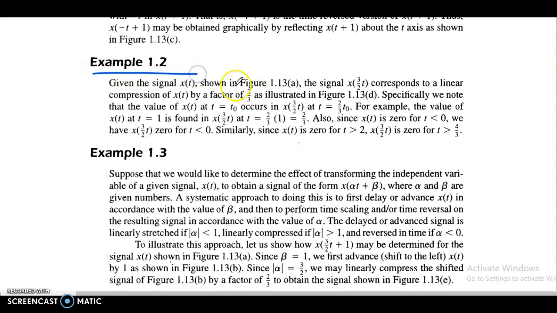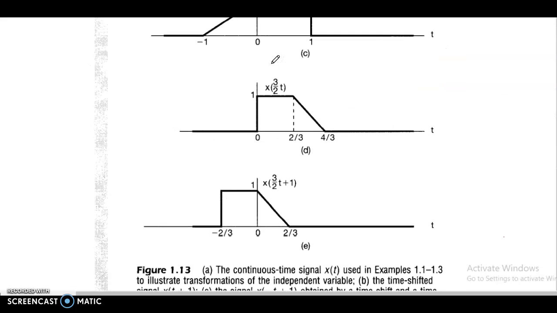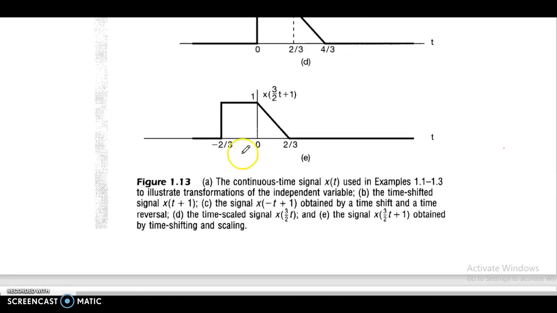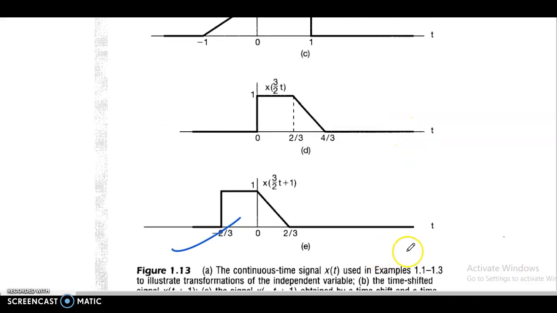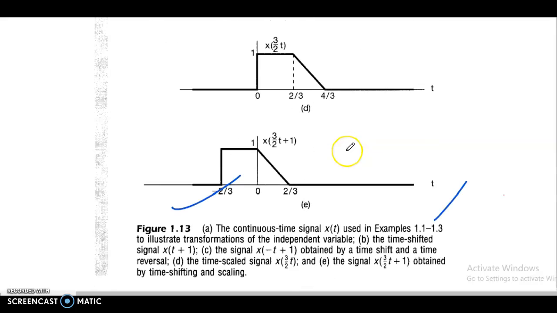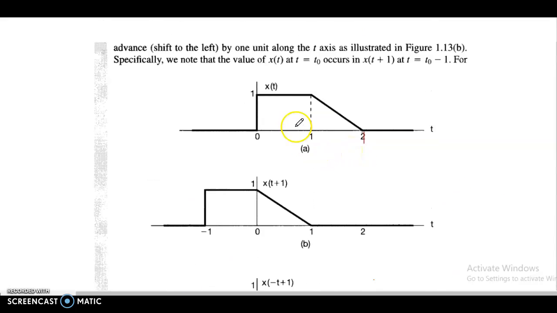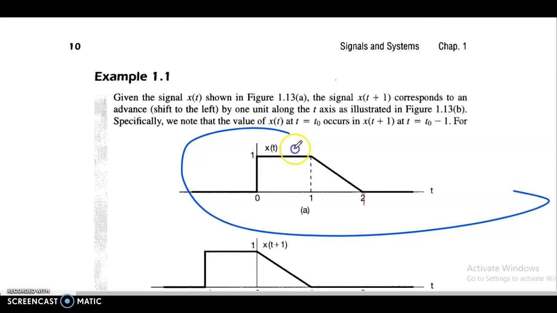Example 1.2. Given the signal x of t shown in figure 1.13a, the continuous time signal x of t used in examples 1.1 to 1.3.